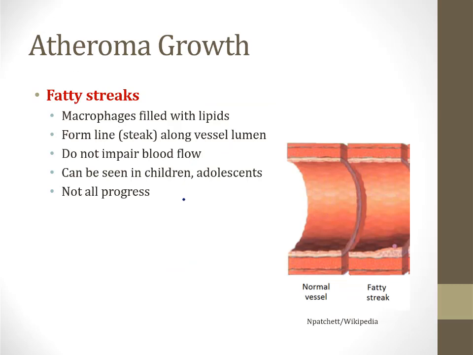are a number of classic phases that you should know about. The first phase in development of atheroma is development of fatty streaks. These are small layers in the vessel wall. They contain macrophages filled with lipids, and they form a line or a streak along the vessel lumen. If you look at this slide on the screen here, this is a normal vessel on the left side.